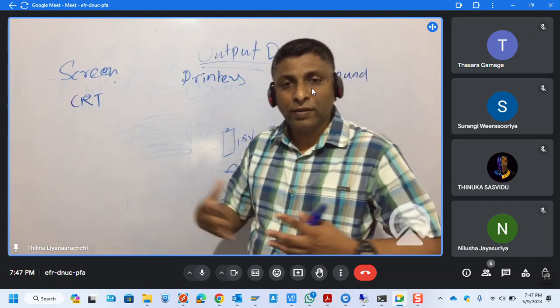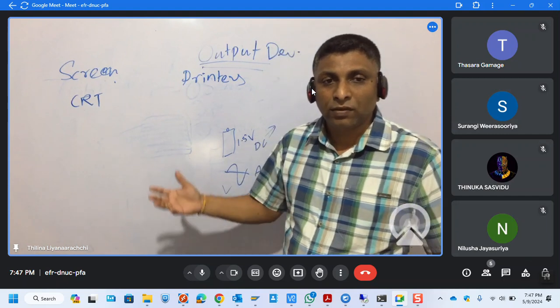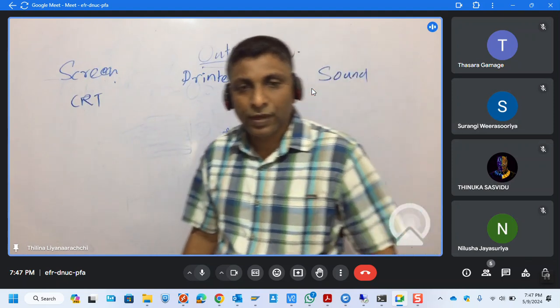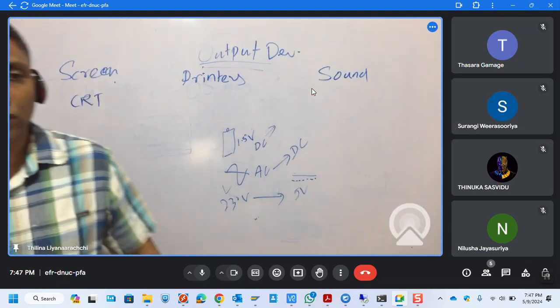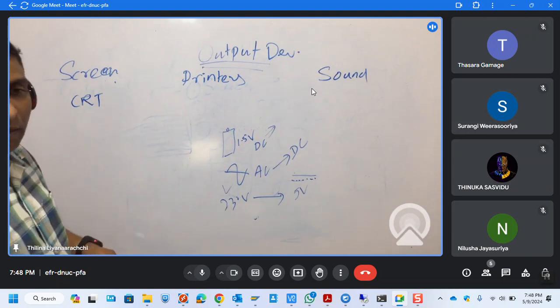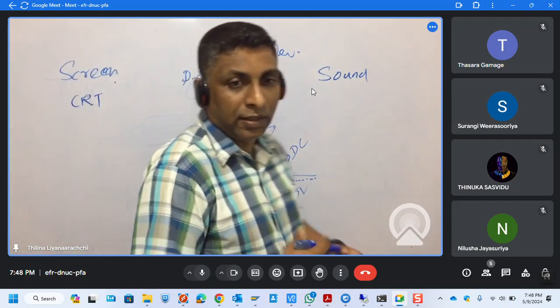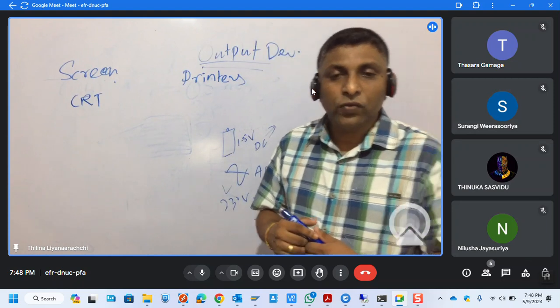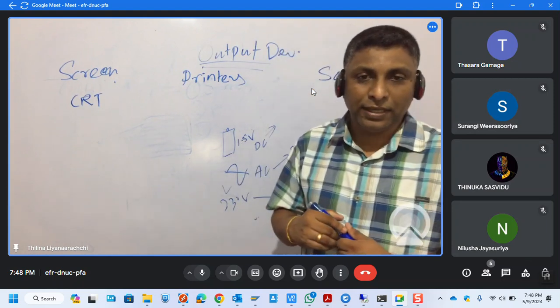So you need very huge workspaces. Why do you want to keep this monitor, right? You need very big workspaces. So that was very space consuming as well, right? So what the engineers designed, right? They experimented and they developed something called liquid crystal display, LCDs.